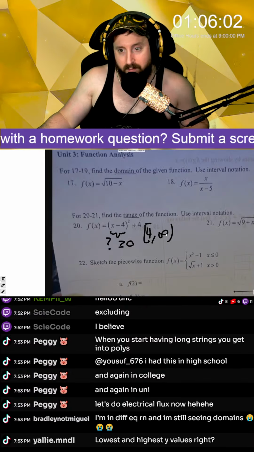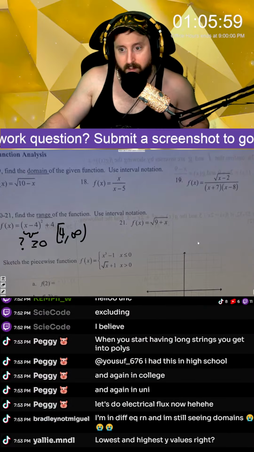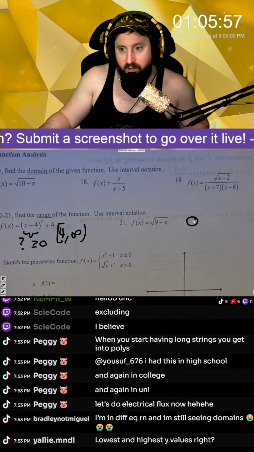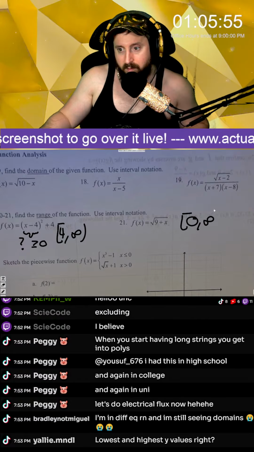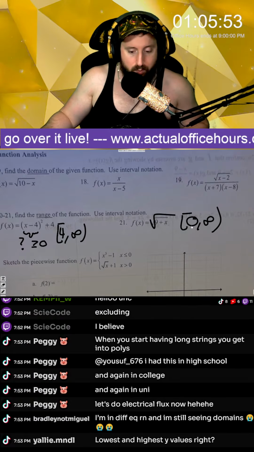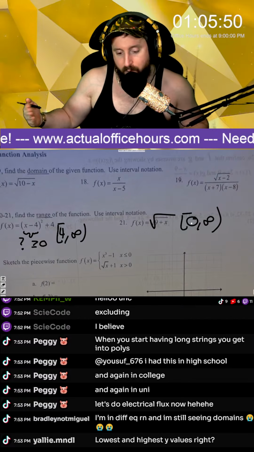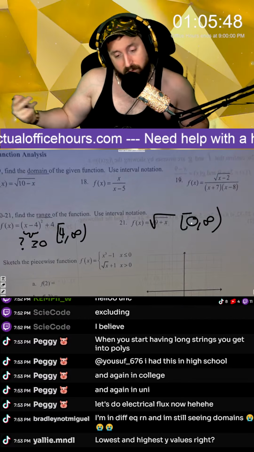Yeah, exactly. The range is the lowest and the highest, right? This is going to be 0 to infinity. Because the square root of anything, the lowest you can get from square rooting anything is 0. The biggest you can get is infinity.